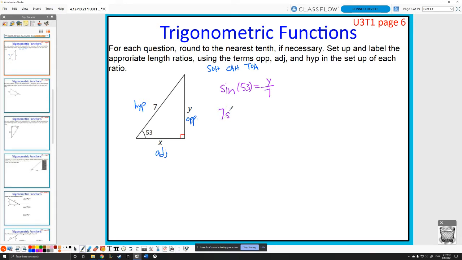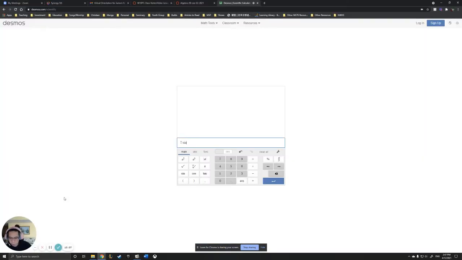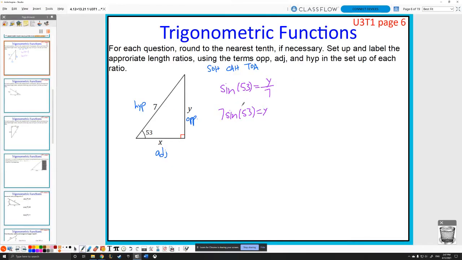So 7 sine of 53 is equal to y. 7 sine of 53, that's 5.6. If I were solving for x, it's adjacent and hypotenuse. So adjacent and hypotenuse is cosine.